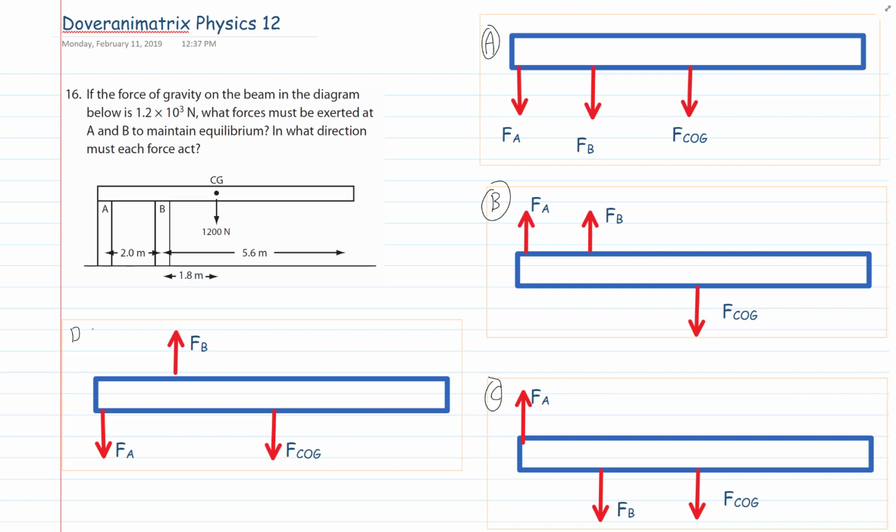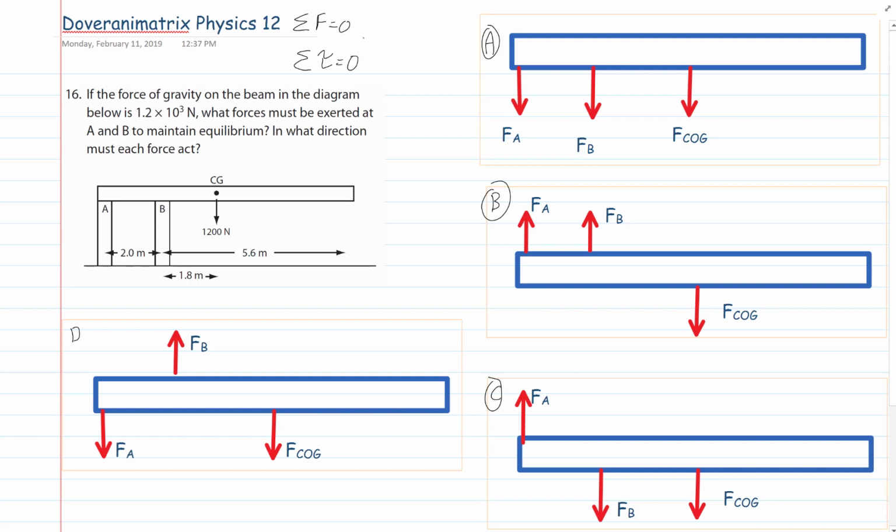Now, when it says what forces and in what directions to maintain equilibrium, there's two types of equilibrium from static equilibrium. We know there's translational equilibrium, where the sum of the forces has to equal zero. And there's rotational equilibrium, which is the sum of the torques has to equal zero.